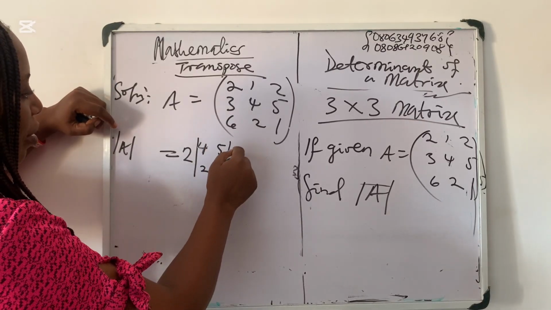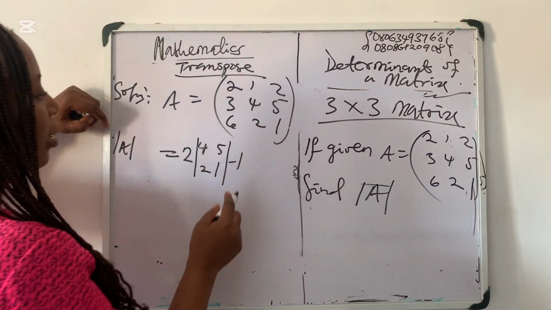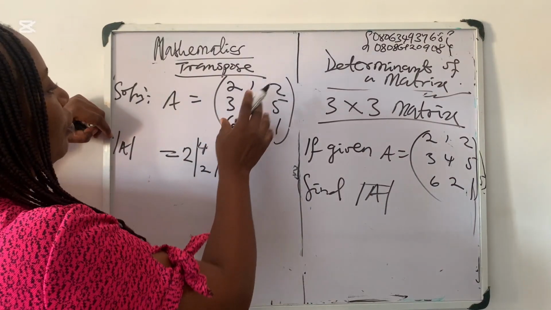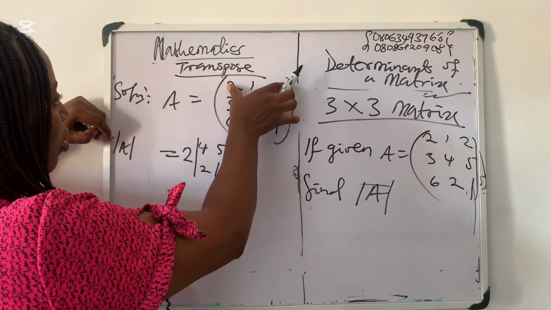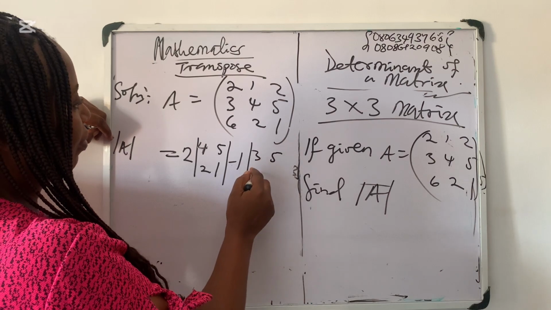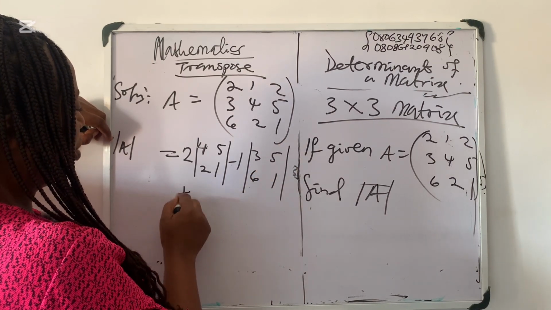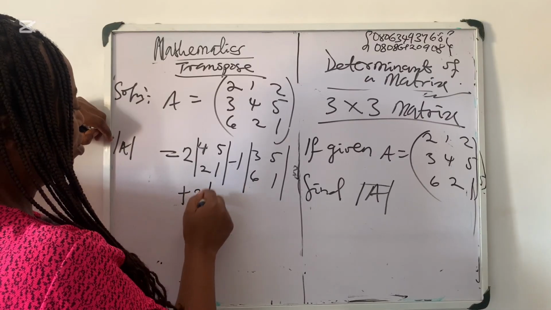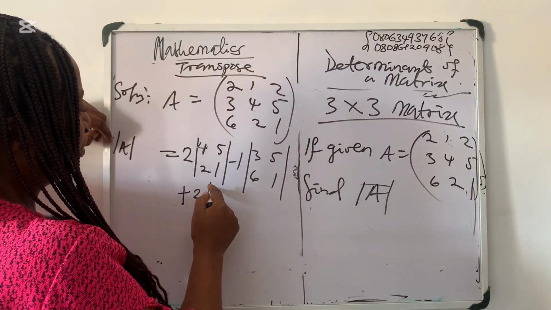The next one, minus 1. That is the second number here. So you don't touch anything here on this column, and you do not touch on this row. So we have 3, 5, 6, and 1. Then plus the next one is 2. You still do not touch this row and this column.